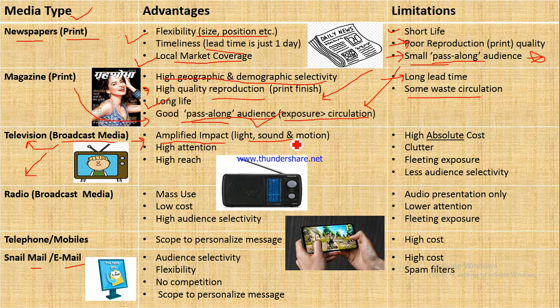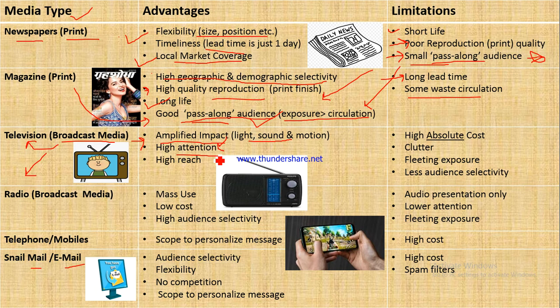Naturally, if something is appealing to more than 2 or 3 senses, you are seeing this particular program on TV also, you are listening to the voice also, so naturally it is going to have more impact on the audience, and that is what we mean by amplified impact. Then again, since the impact is amplified because of use of so many things, light and sound and motion, the audience would be paying much more attention to the ads which are shown on a television. And if you compare it with ads which are shown on a newspaper, you would find that the audience pays much more attention on these ads which are shown on television.